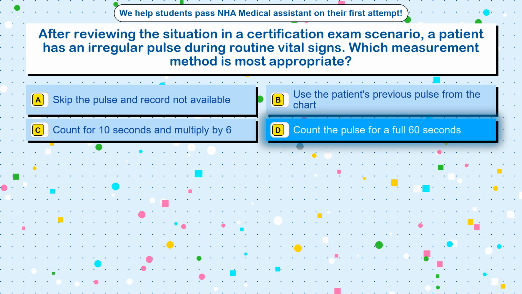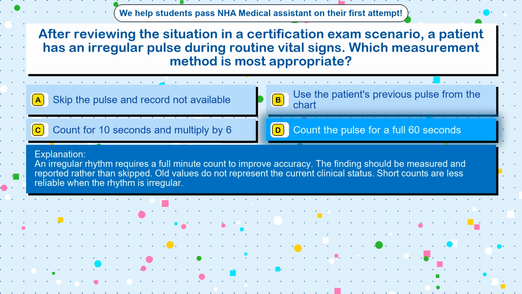The correct answer is option D, count the pulse for a full 60 seconds. An irregular rhythm requires a full minute count to improve accuracy. The findings should be measured and reported rather than skipped. Old values do not represent the current clinical status. Short counts are less reliable when the rhythm is irregular.